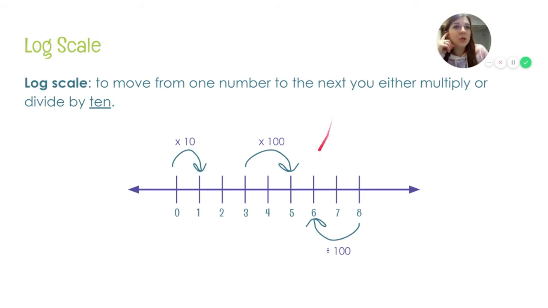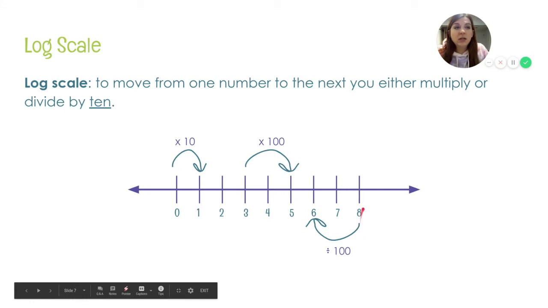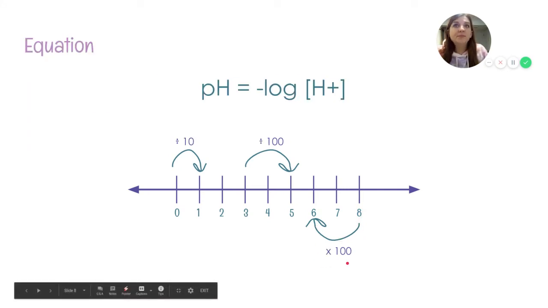On a log scale, to move from one number to the next one, you would either multiply or divide by 10. So you can see here, if this were a log scale, to move from one number to the next, we would multiply by 10. To go up 2 numbers on the scale, we would multiply by 100, because each jump would be 10. So it's times 10 times 10, which is the equivalent of times 100. And then to go backwards, we would divide. So in this case, we're trying to go back 2, so we would divide by 100.